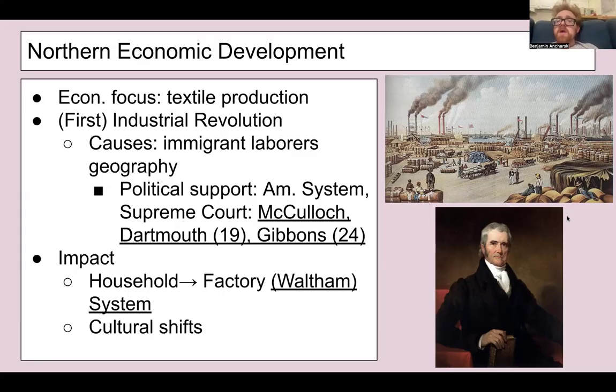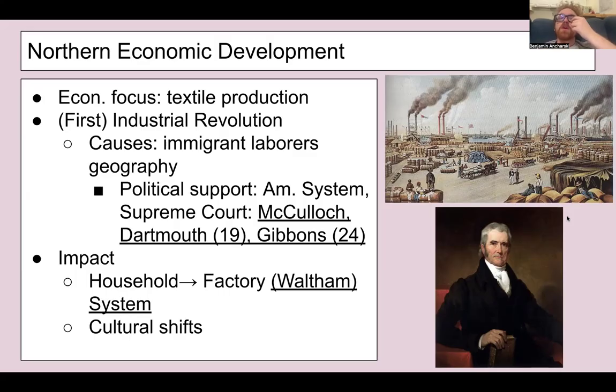Now, the impact of all of this economic development in the North is that it really does change where things are produced. For one thing, we are going to see a transition from the household to the factory, aka the Waltham system. The household system was producing stuff in your own home. It was producing stuff sometimes piecemeal. You're going to make the shirt sleeves, you're going to make the shirt hemmed, you're going to dye it, etc. However, what we see under the market revolution, under this first industrial revolution more so, is that all of the centers of production are housed in one spot. That's what the factory Waltham system is.